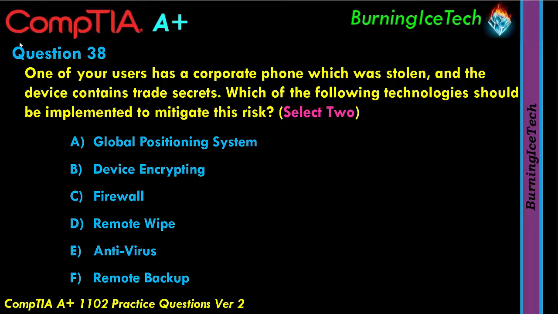How do we prevent people from getting those trade secrets off the phone that they just stole? Is a backup going to prevent them from doing so? No. Is an antivirus going to prevent them from doing so? No. Firewall? No. Global positioning system? No. So the only two answers that are viable here are B and D. B is a definite hard yes. D is, I'm going to say, meh. But I have to choose two answers. So the only one that's left here is D. So D is a meh. But B, yes, that's a very hard yes.